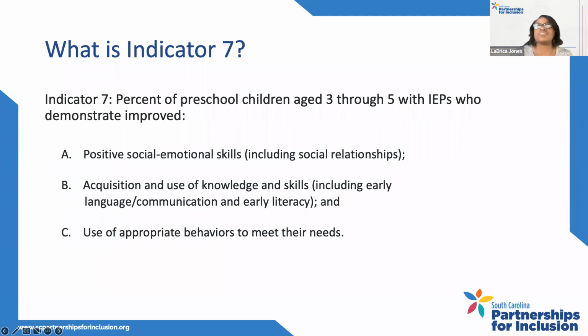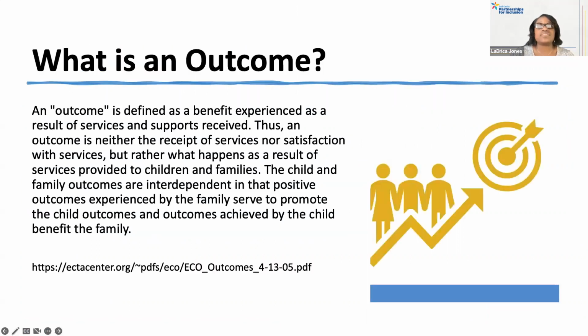Okay, so here's the information that I just talked about. Indicator 7 is the percentage of preschool children aged 3 to 5 with IEPs who demonstrate improved A, positive social emotional skills, B, acquisition and use of skills and knowledge, which includes early language, communication, and early literacy. And it also includes use of appropriate behaviors to meet their needs. So what is an outcome?